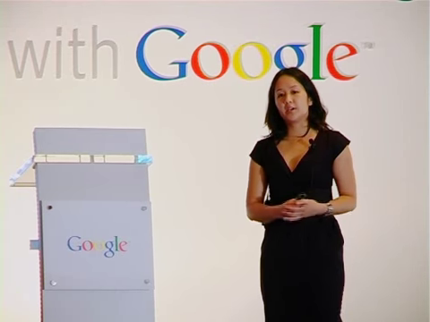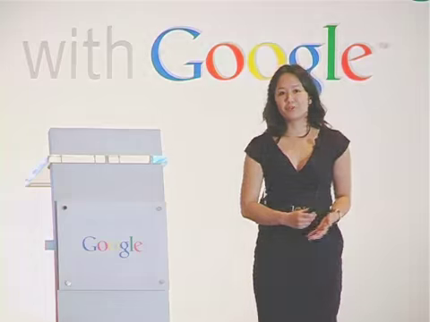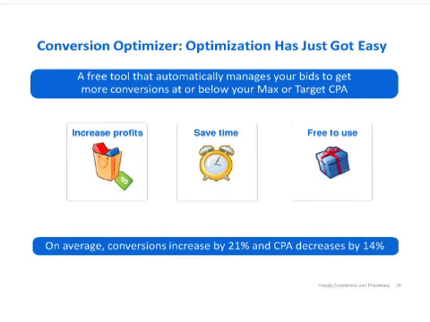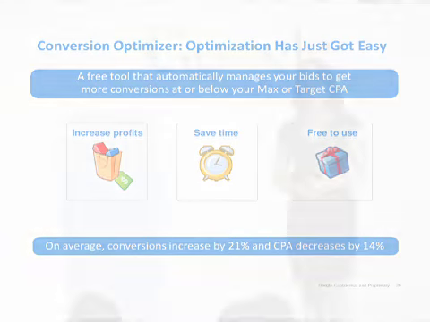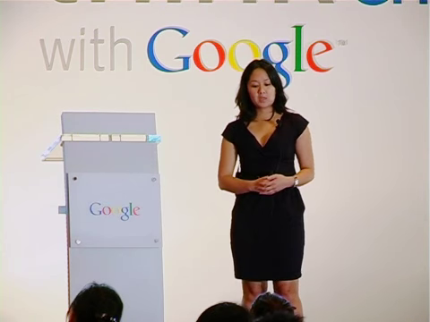Now, since we've been talking about counting conversions, this is probably a good time to review Google's Conversion Optimizer tool. Conversion Optimizer is a free tool in your AdWords account that tracks and reports conversions and CPAs that are linked to an active AdWords account.